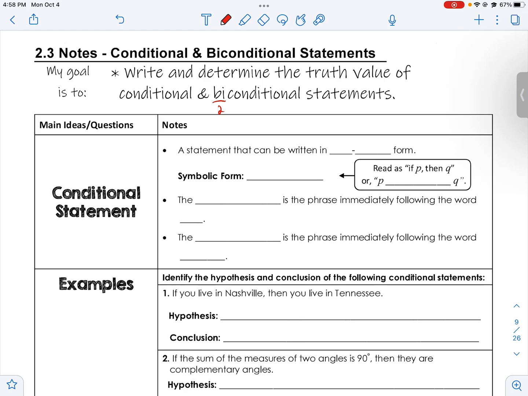A conditional statement is a statement that can be written in if-then form. The symbolic form is P, then Q. If P, then Q, or P implies Q. The hypothesis is the phrase immediately following the word if.